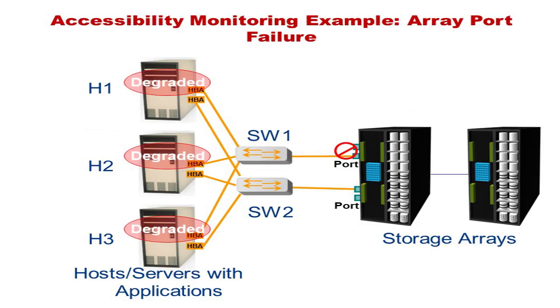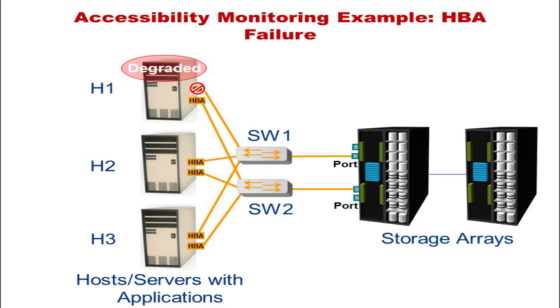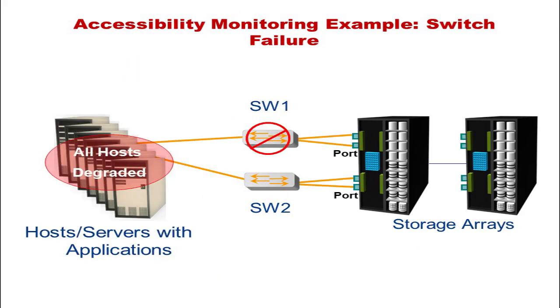So you have a diagram that represents all these servers with applications, switches and storage arrays to look over. This is the accessibility monitoring example, array port failure. And the next one is HBA failure. The same diagram is represented with the marking. Then it is switch failure, where it is marked.